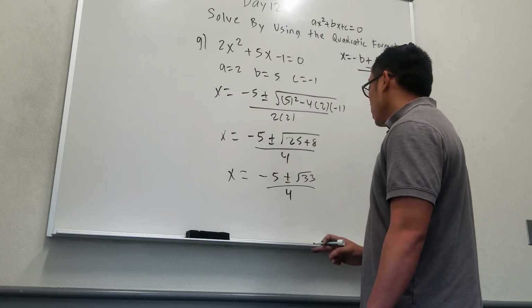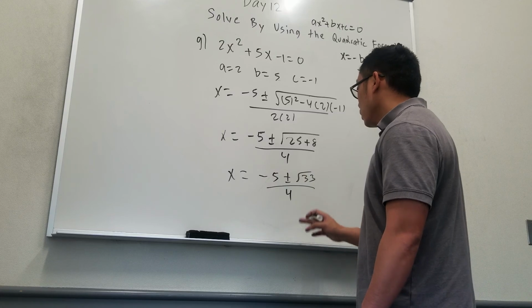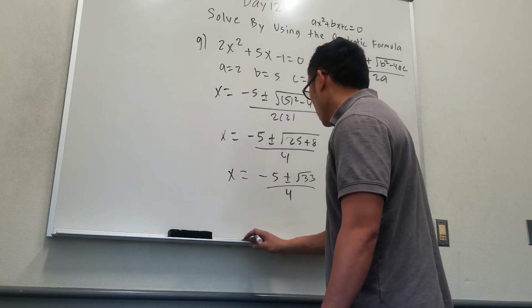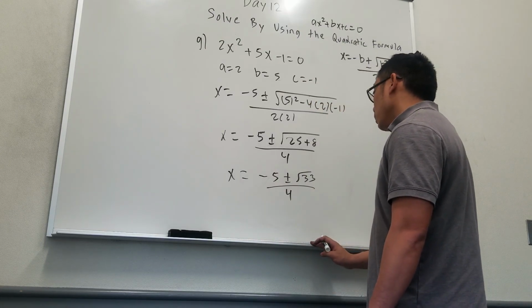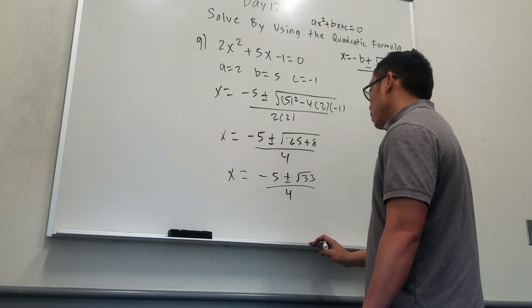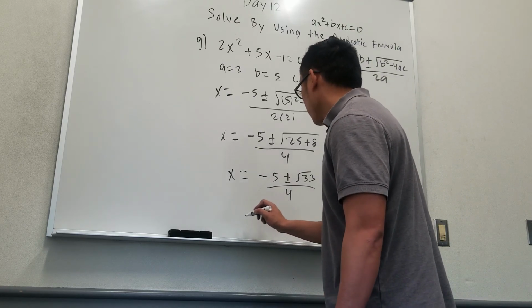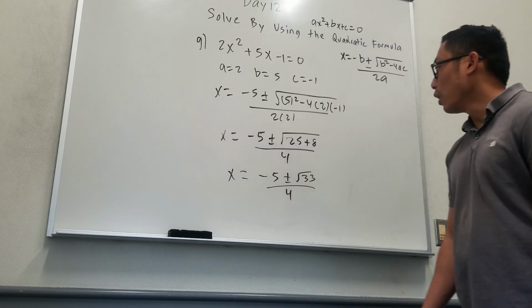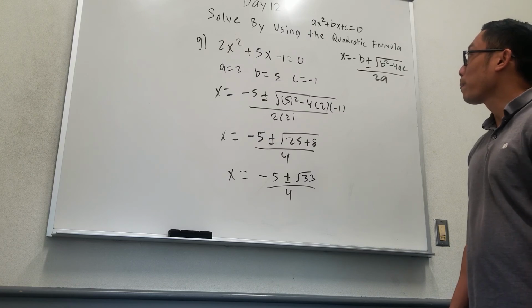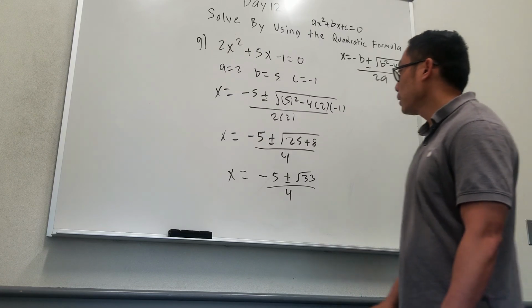Since 33 is not a perfect square, we can't do anything about it. Well, we can't really do much. 33 is 11 times 3, they're both primes, can't do anything there. So that's it. That's your answer. Voila. Okay, hopefully that makes sense.